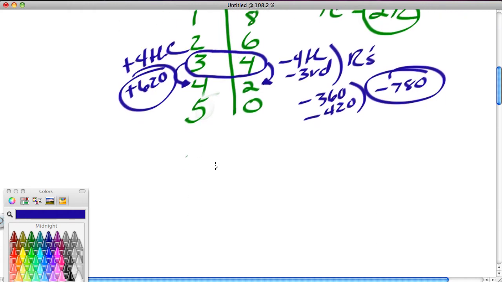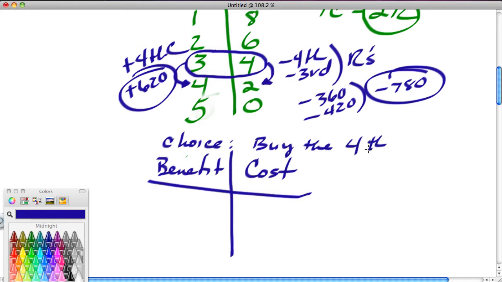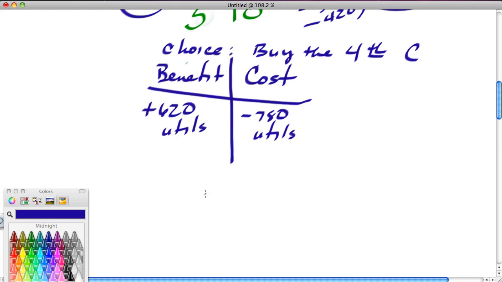Now notice the difference. We can do what is called marginal analysis here. The benefit versus the cost. The choice here is buy the fourth coffee. What was the benefit of that choice? 620 utils. But what was the cost of that choice? 780 utils. So the net effect is this is a poor choice. Why? Because the total level of utils goes down by 160.